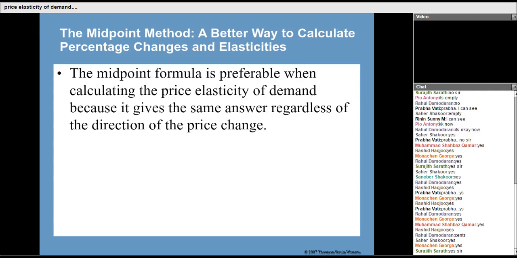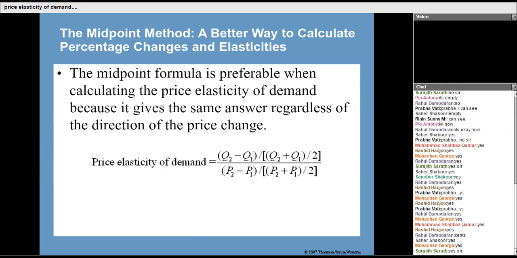Next, there is another formula to calculate that, called the midpoint method or midpoint formula for the price elasticity of demand. The midpoint formula is preferred when calculating price elasticity of demand because it gives the same answer regardless of the direction of the price change. It gives a slightly more accurate value, but both concepts are almost the same. Let's see how it is calculated.